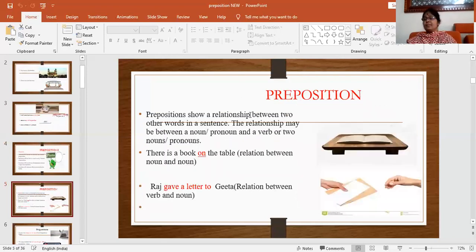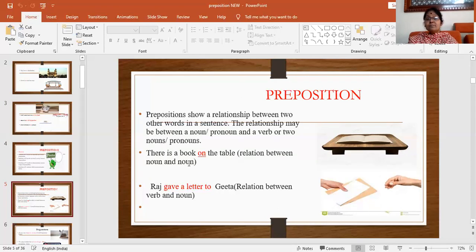To start off with, let us start with the definition of a preposition. What is a preposition? Prepositions show a relationship between two other words in a sentence. Now, the relationship may be between a noun, it can be between a pronoun, a verb, or two nouns or two pronouns, right? Now, let us understand this more clearly with an example. There is a book on the table, right? Now, which is our preposition over here? On, right?